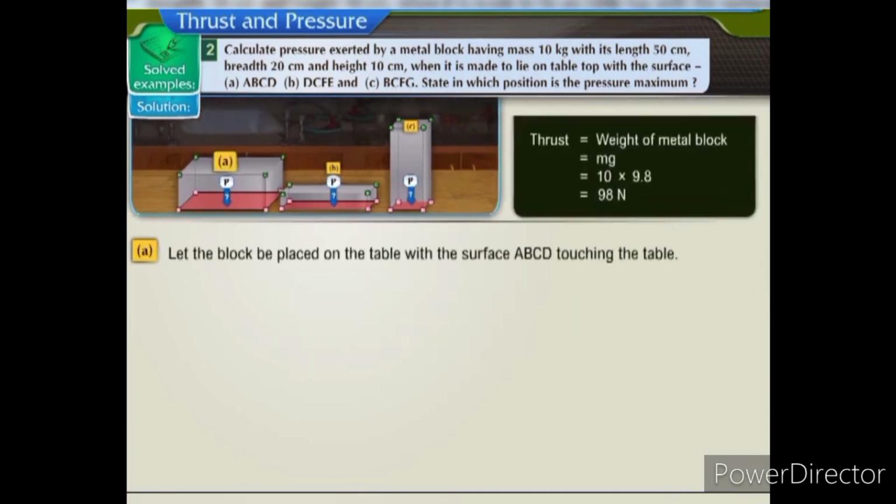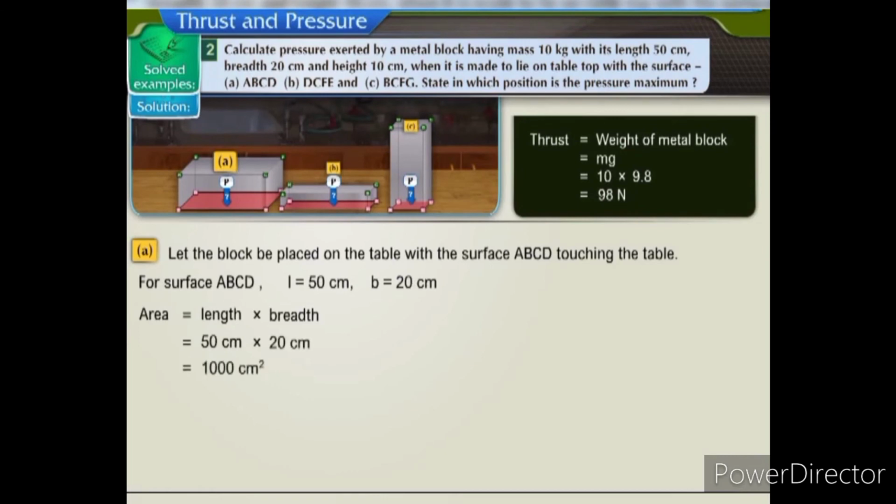A. Let the block be placed on the table with the surface ABCD touching the table. For the surface ABCD, length is equal to 50 centimeters and breadth is equal to 20 centimeters. Area is equal to length multiplied by breadth, which is equal to 50 centimeters into 20 centimeters, which is equal to 1000 centimeter square. Area is equal to 0.1 meter square.